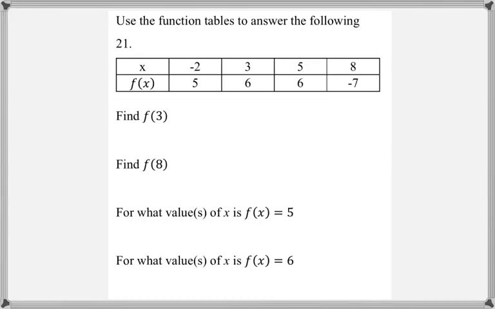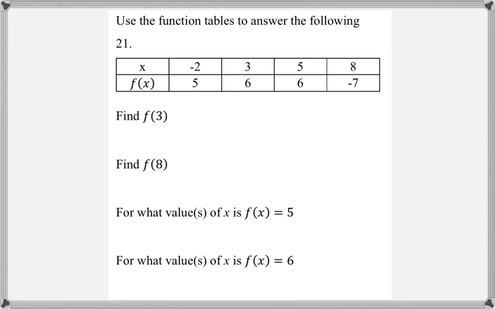Number 21 is looking at a function as a table. So we've looked at functions as equations, we've looked at functions as ordered pairs. Now we're looking at functions as tables. So f of 3, again in equations, what that meant was plug in 3 to your equation. Wherever you see x, you want to plug in 3.